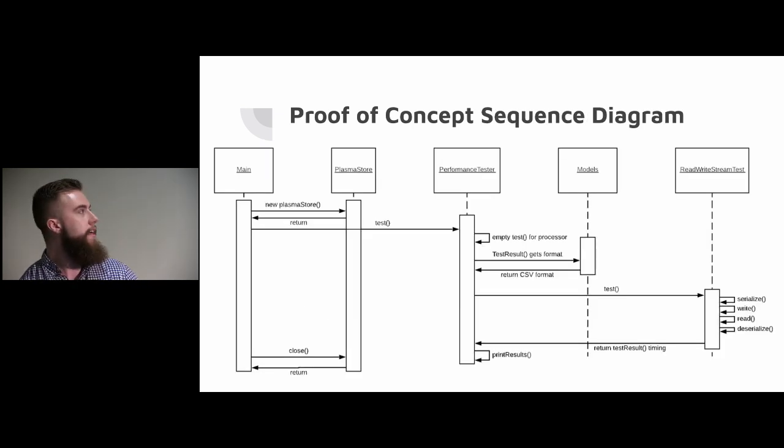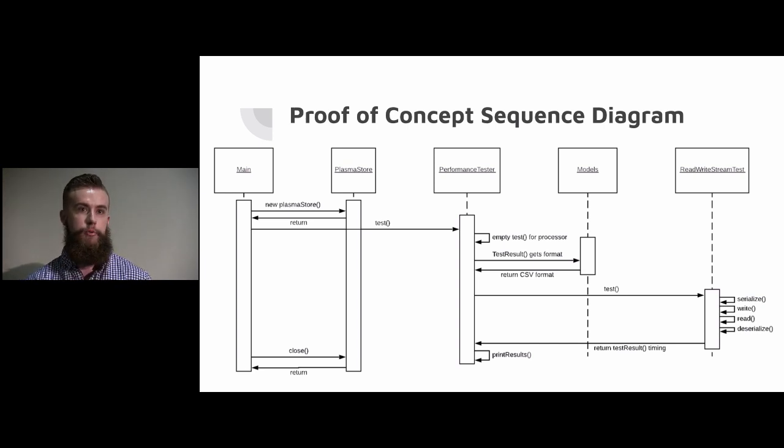Looking at this sequence diagram, we get an overview of what our proof of concept is. On the right side, it's pretty straightforward. You're serializing the data, writing it to a file, reading it back, and deserializing it. That's for JSON. One thing to note for our Apache Arrow on the left, you see the Plasma store.